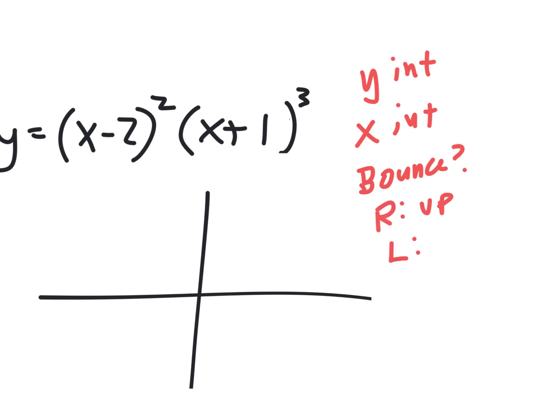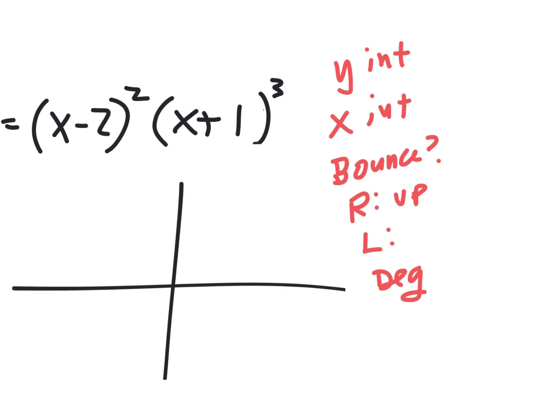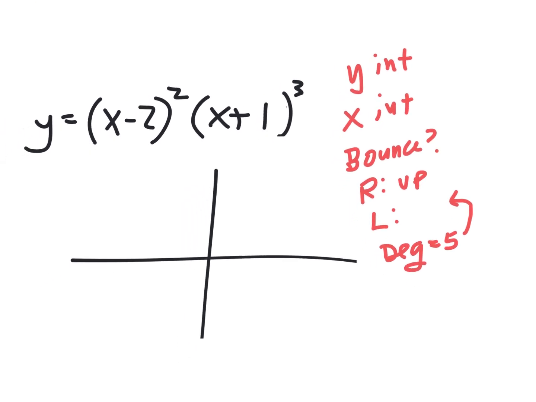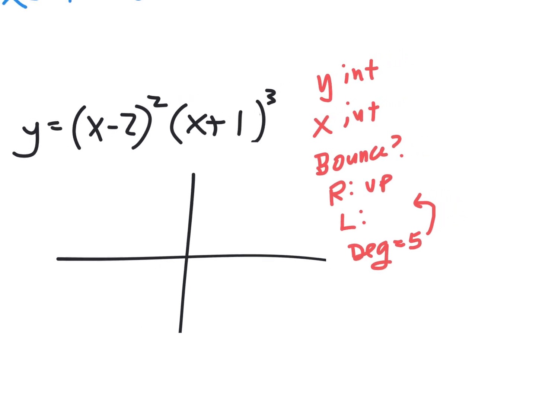And the left end, you're gonna need to know the degree of this polynomial, which is not 2 and it's not 3. The degree is 5. And that'll tell you the left end. Then make a sketch. I'm gonna pause for a second. You see if you can put it all together. What is the y-intercept? Hint, it's where x equals 0.